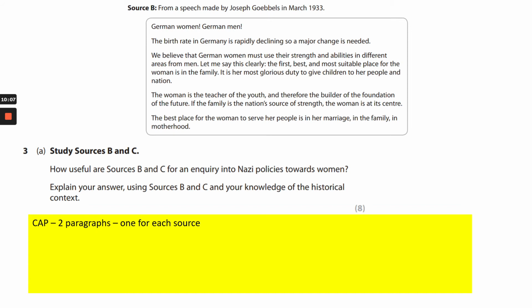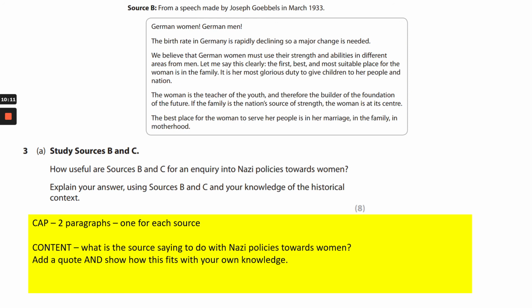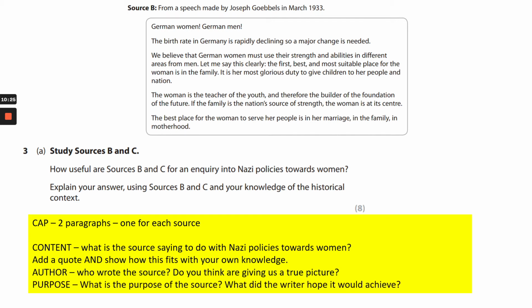Then I would do the next thing, which is look at the author, and I'd look at the purpose of the source. The source is also useful because it was written by Joseph Goebbels, who was the Minister of Propaganda at the time. And I maybe combine it with purpose. And I would say, this speech was given in order to make women feel that they were valued if they were to fulfill this Nazi role of having children. And if I were to do all of that, I would get 8 marks if I did that for both of those sources.